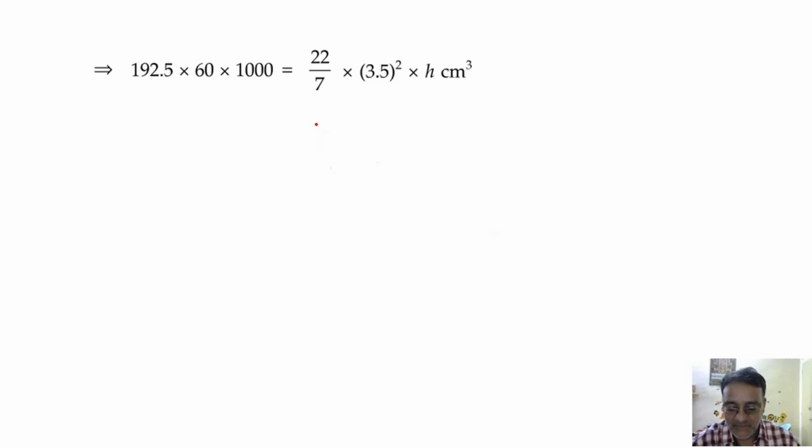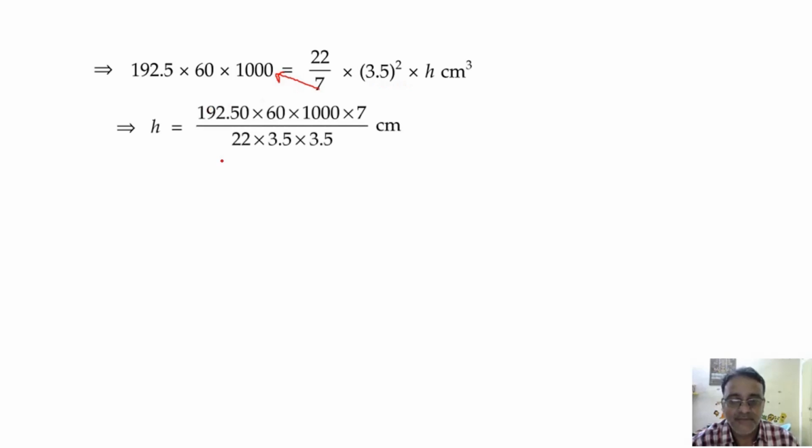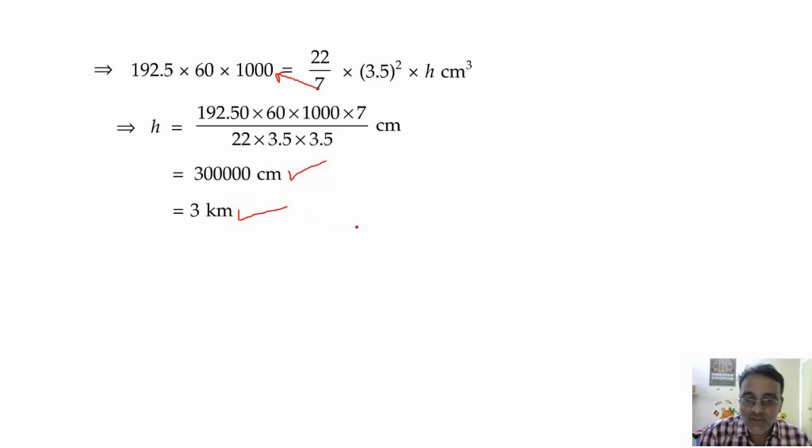Shift the 7 here, and the rest, 22 into 3.5 into 3.5, will come down. If you solve all this, we'll get 3 lakh centimeter. Convert to kilometer by dividing by 1 lakh. So 3 kilometer. So this is the length of water that flows in 1 hour. So what is the rate of flow through the pipe? 3 kilometers per hour. Very good.